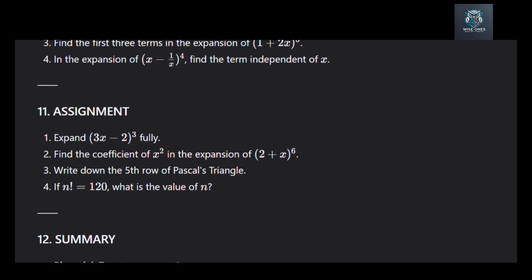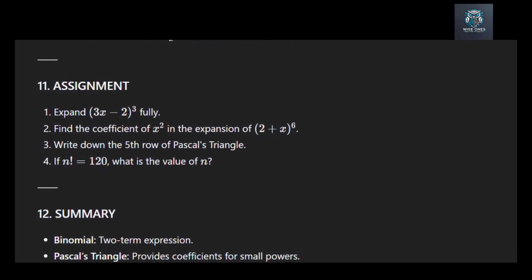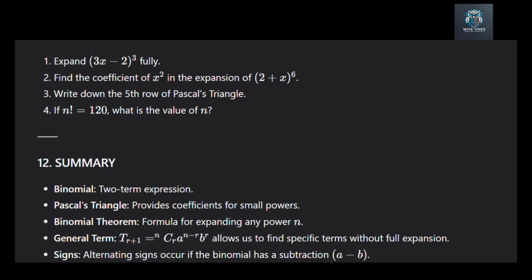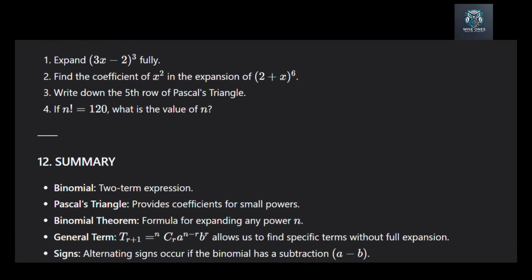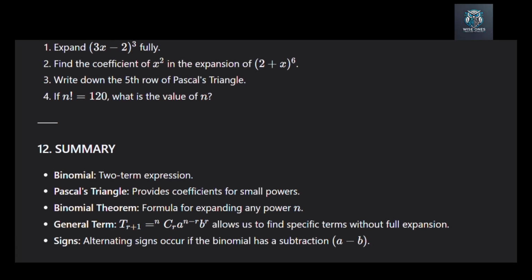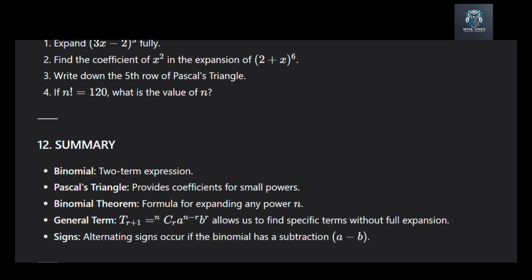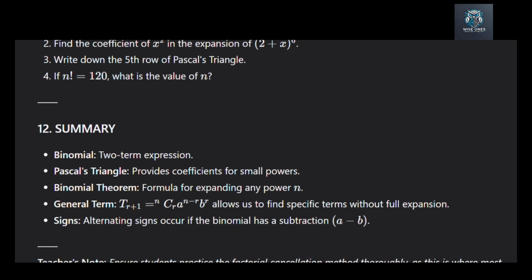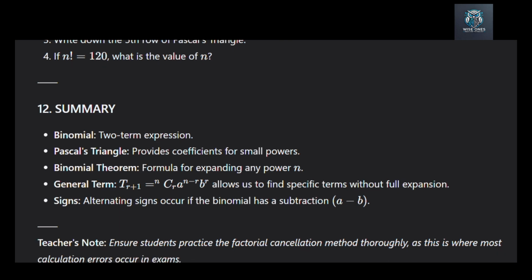For your homework assignment, section 11, please complete the following at home. Question 1. Expand (3x - 2) cubed fully. Question 2. Find the coefficient of x squared in the expansion of (2 + x) to the power of 6. Question 3. Write down the 5th row of Pascal's triangle. Question 4. If n factorial equals 120, what is the value of n? Make sure you show all your steps. Do not just write the answer.